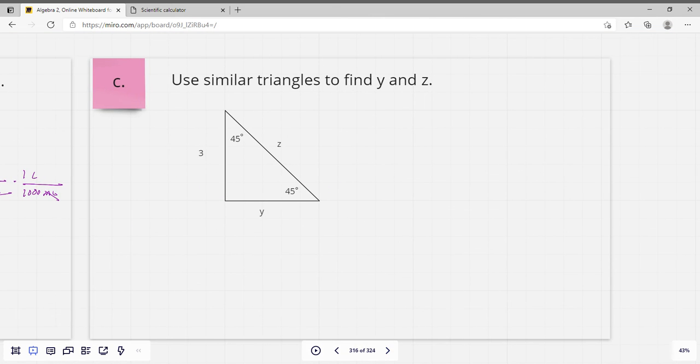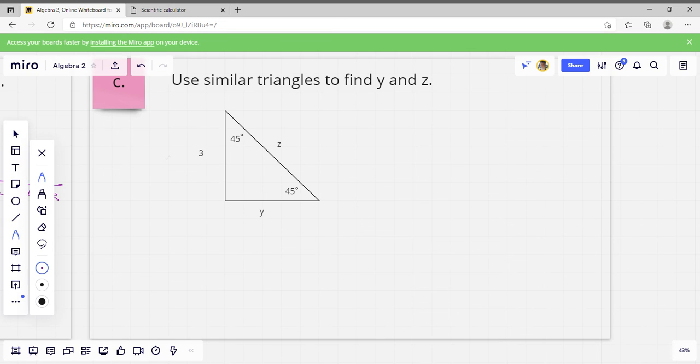Alright, last practice problem. Use similar triangles to find y and z. And remember that it is 1, 1, square root of 2. Okay? So, our scale factor is 1 times the scale factor equals 3. We divide by 1, divide by 1. Our scale factor is just 3. Okay? So, to get y, we need 1 times our scale factor, which is 3. 1 times 3 equals y. So y equals 3. Easy peasy.